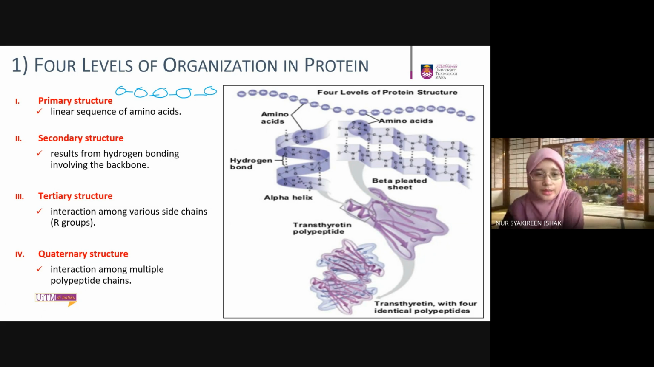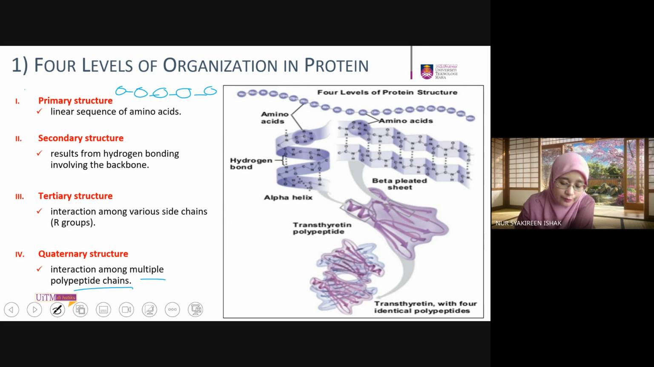Okay, so that is the primary structure. And as for the secondary structure, it results from hydrogen bonding involving the backbone. We look at the definition first, later we will look at the detail. Tertiary structure is interaction among various side chains, which is the interaction between the R groups of amino acids along the polypeptide chain. And the fourth level is quaternary structure, the interaction among multiple polypeptide chains.